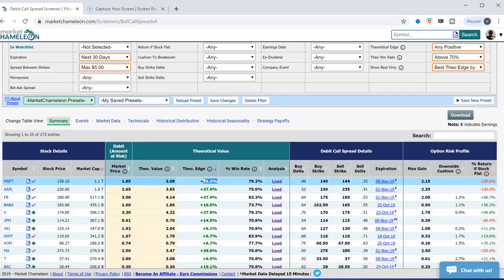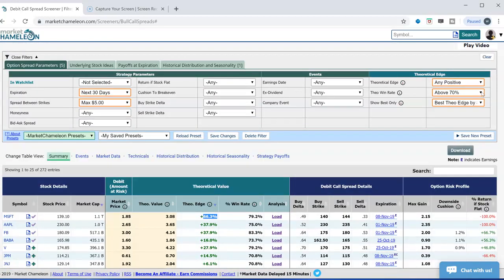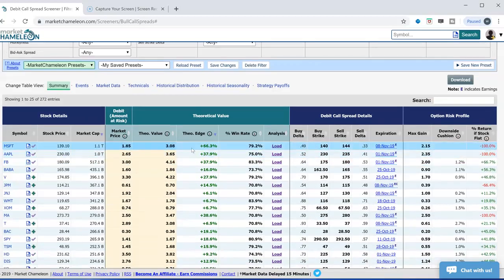Let's do another one. Let's say that you still want positive edge. You want a 70% win rate. You don't care about these other ones, but what you do care about is a cushion to break even. In other words, you want something to be in the money that even if the stock reverses, you have some cushion until you start losing money. So if it goes up, you make money. If it stays still, you make money. And if it goes down to a certain point, you make money until you break even, then you start losing. So let's try that.